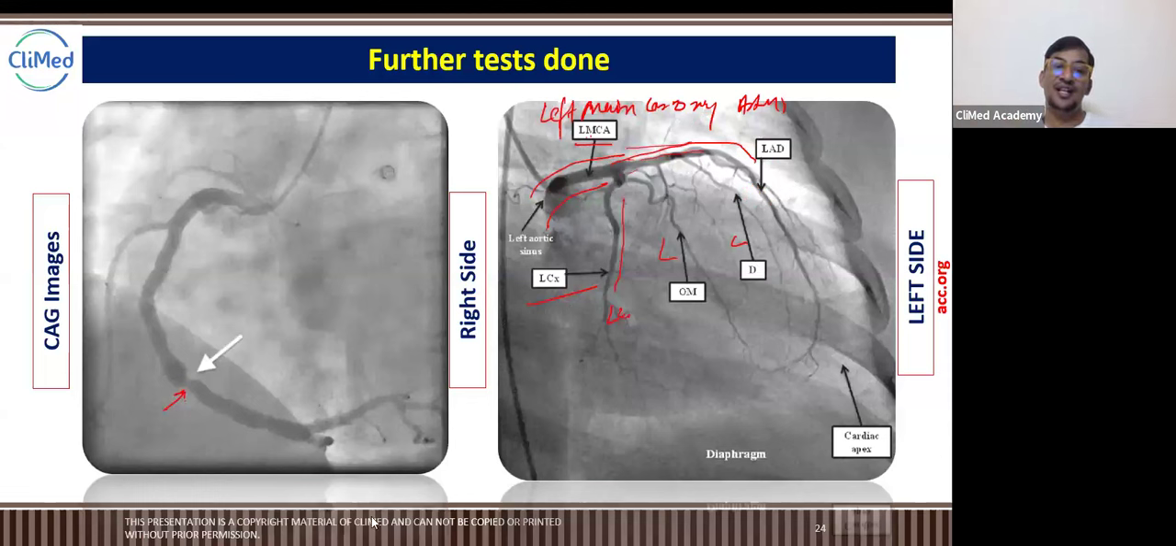Left anterior descending artery. Left anterior descending artery is LAD, definitely. And then we have LCX. LCX is nothing but left circumflex artery, and then OM, and then diagonal arteries. These are the diagonal arteries, right?